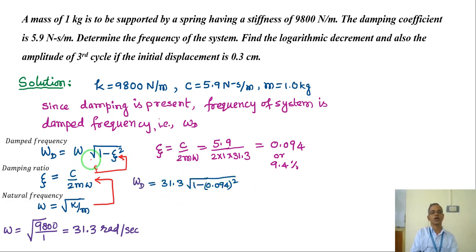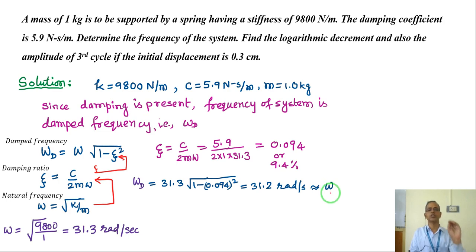Omega d is omega into under root of 1 minus xi square. So I get 31.2. See how much? Not much reduction. It was 31.3, it is 31.2 radian per second. There is not much difference between the undamped natural frequency and the damped natural frequency. That is why, if your damping ratio is less than 10%, we don't have much difference between the undamped natural frequency and the damped natural frequency.